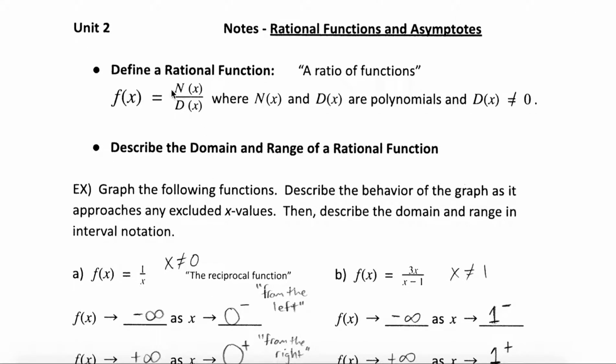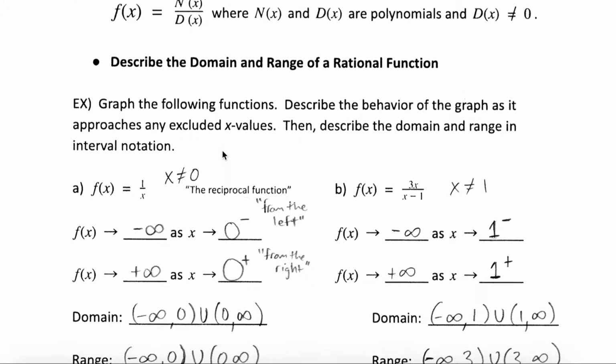A rational function is where we have a polynomial divided by another polynomial. We never want the denominator to equal 0. However, if it does, we're going to find out that we have some special things happening in the graph. So it's called a rational function because we have a ratio of functions.